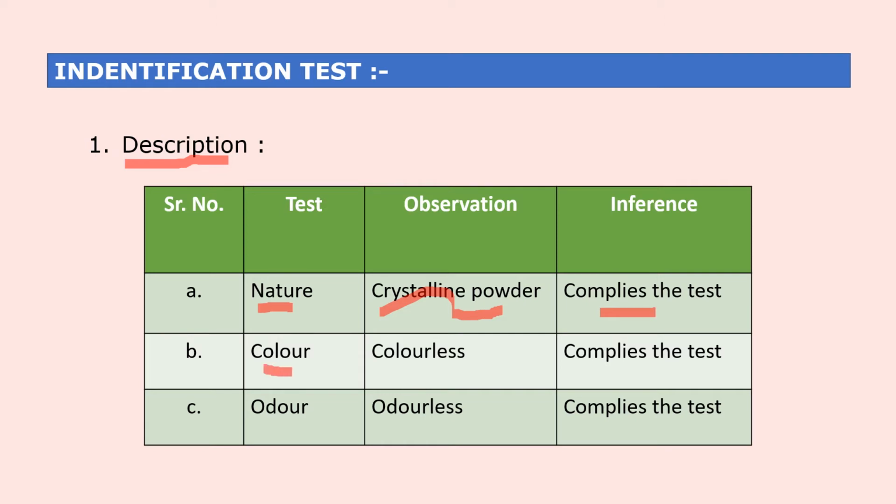The second one, that is color. As per IP, color, it is colorless or white. Okay, given sample, it is colorless. Therefore, complies the test. Third one, that is odor. It is odorless. Hence, it complies the test as per IP 1996. That means in description, all the 3 points has been complied as per IP 1996.